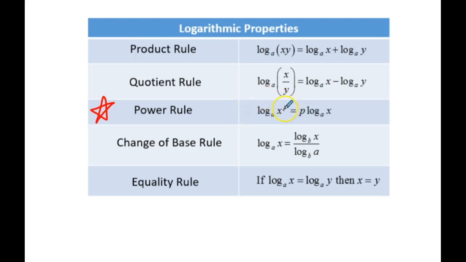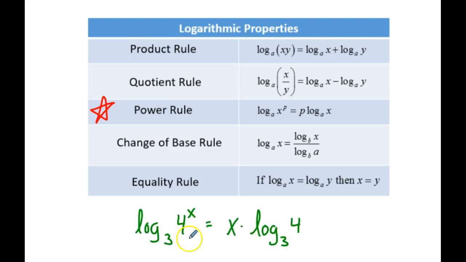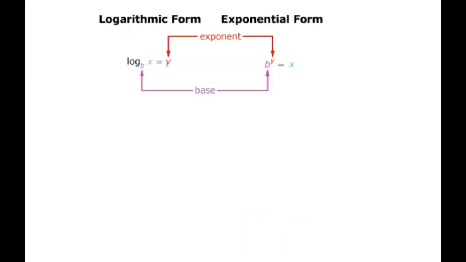All we're doing is taking that exponent and bringing it down as a coefficient, making it easier for us to work with some equations. So an example of the power rule, if we had log base 3 of 4 raised to the x power, we could bring that exponent, which is our variable x, down as a coefficient. So now we would have x times log base 3 of 4. This is useful in trying to solve for x because now we could just divide by log base 3 of 4, which is going to be some decimal, so that we could isolate x by itself.